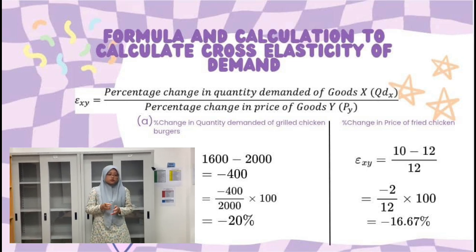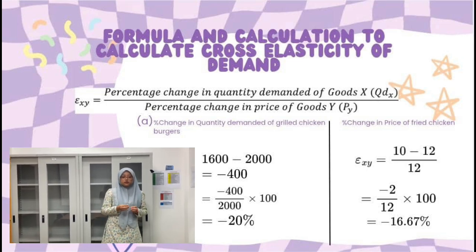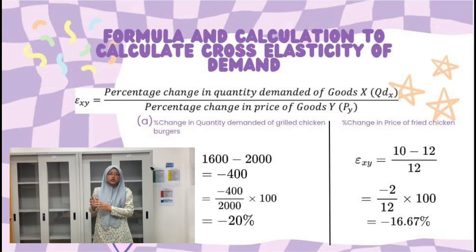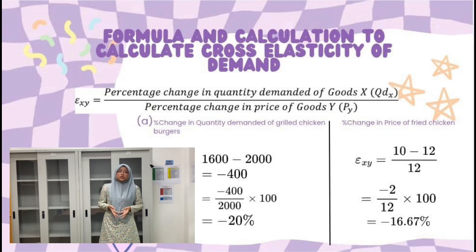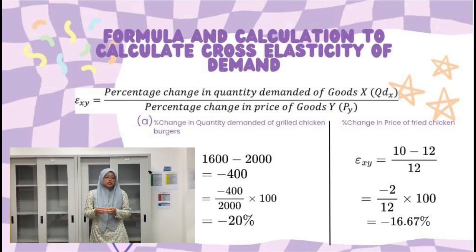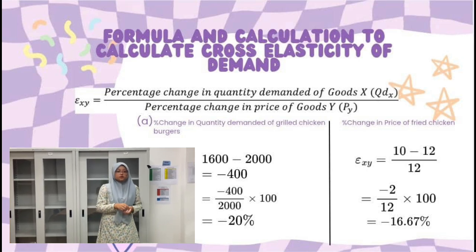Then we got minus 400, and we divide minus 400 by 2,000, and then times 100. Why do we times 100? Because the answer is in percentage, and the answer we got is minus 20%.